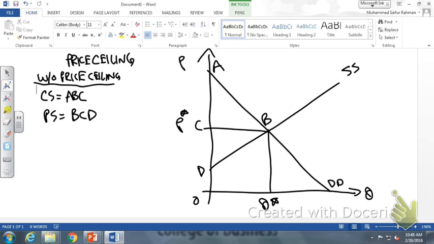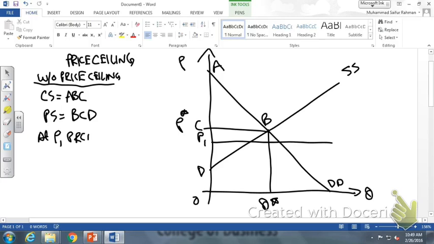Now, the government imposes a price ceiling on this market. And the price ceiling is set below the market equilibrium price at P1. So at P1 price ceiling, we want to understand how the economy is being affected by that.